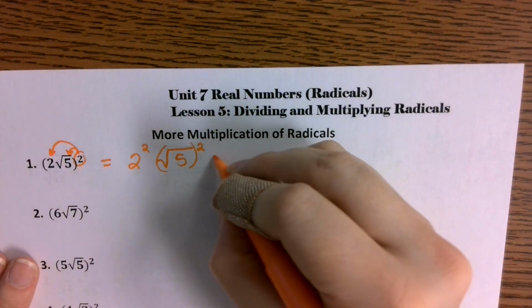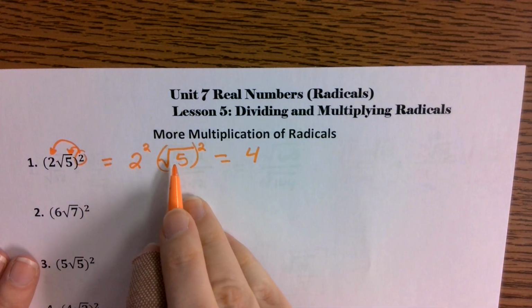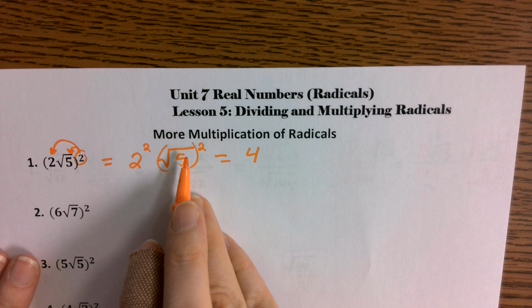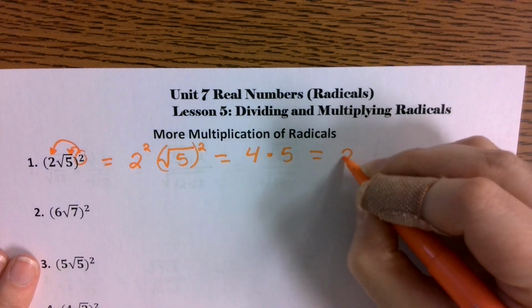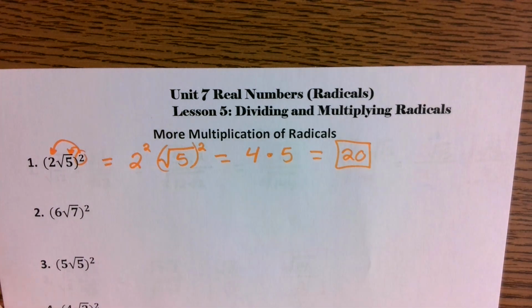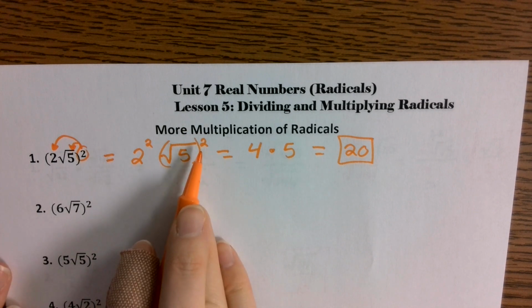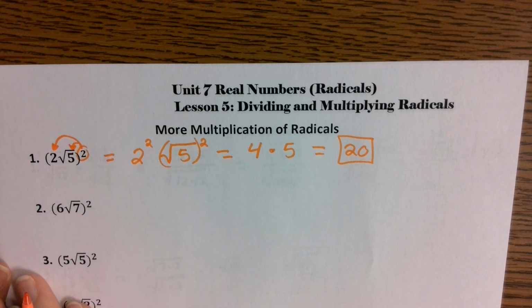Okay? What's 2 squared? 4. What's the square root of 5 squared? 5. Think about it. Square root of 5 times square root of 5 is square root of 25, and square root of 25 is 5. So you just get 20. So with these ones, it's real simple because whenever you square a square root, those are inverse operations, guys.